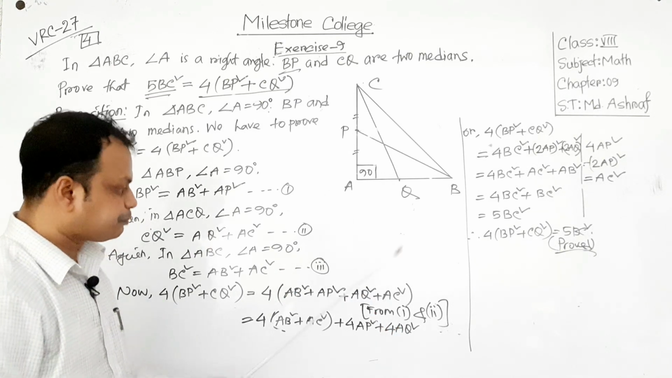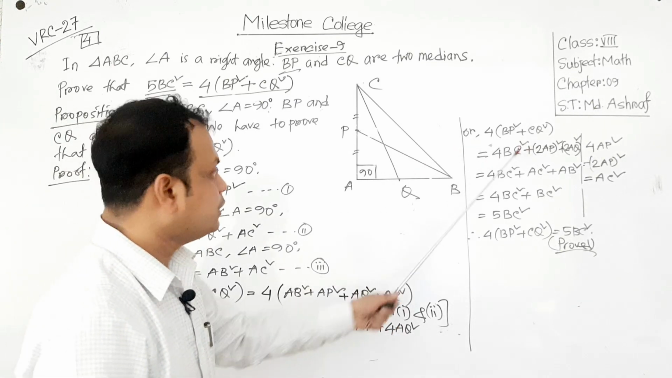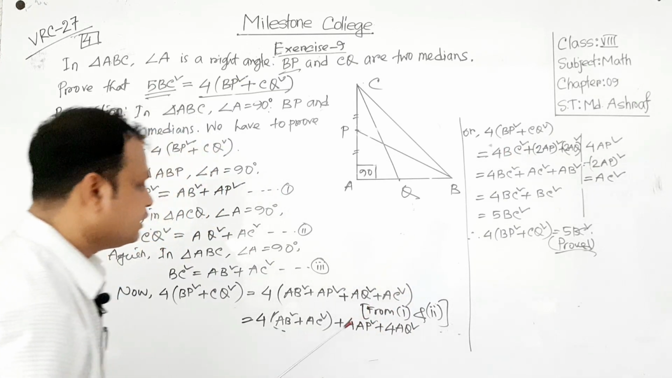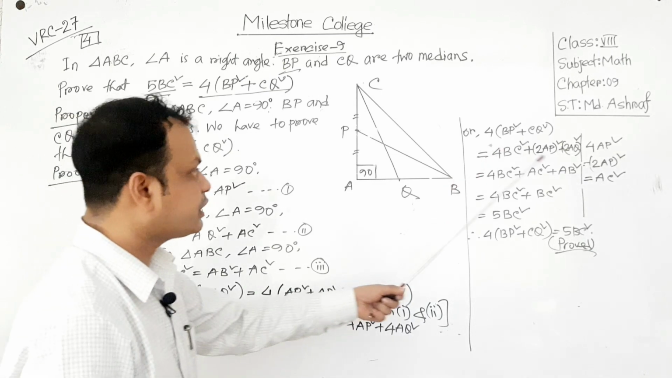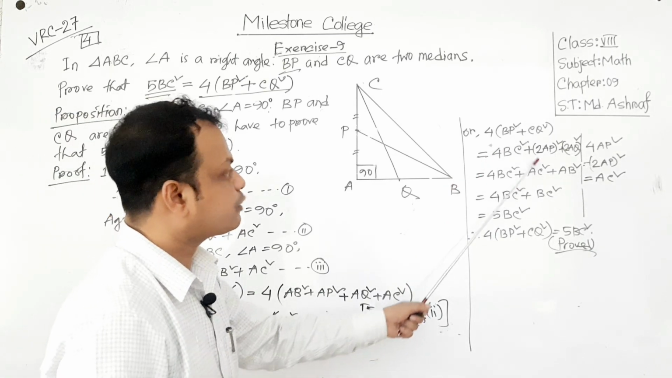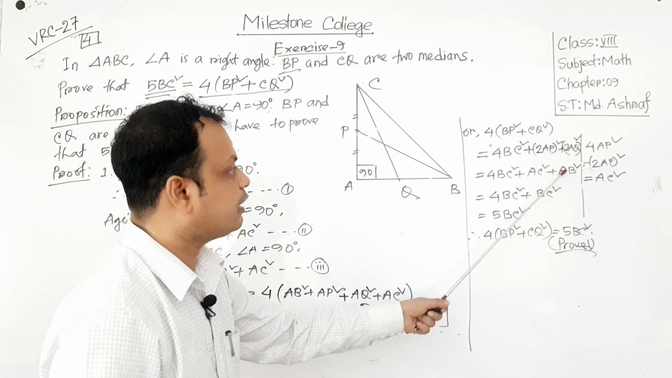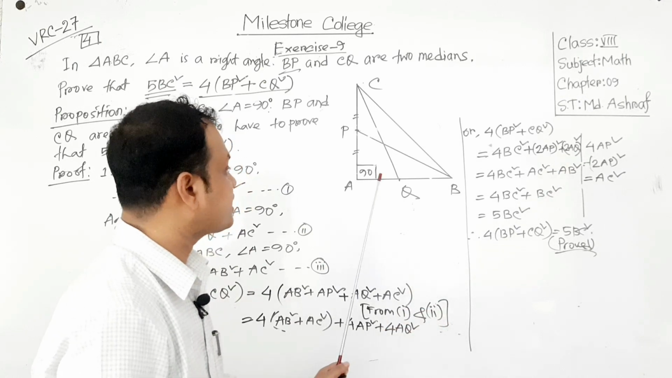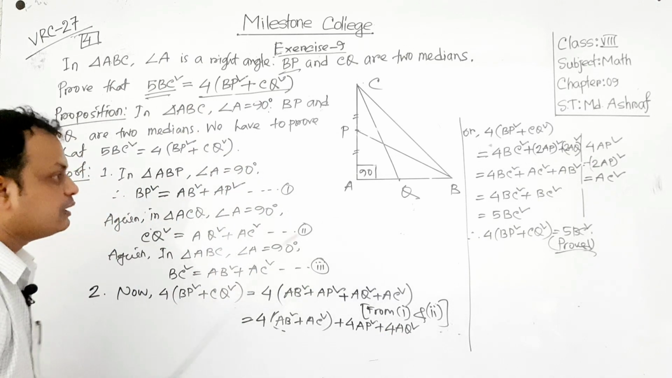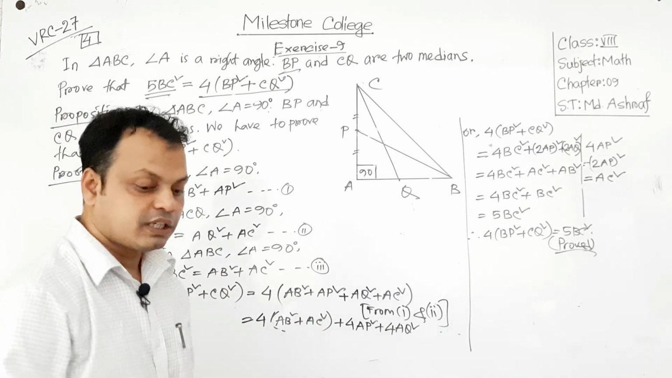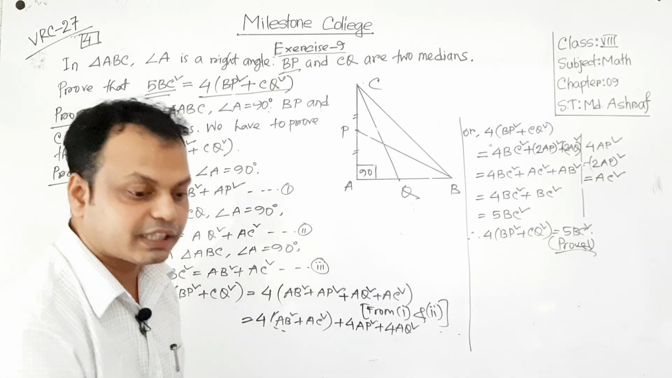Okay, so after putting the value, BP square, that means 4 AP square, that means 2 AP square, and CQ, that means 2 AQ square, and 2 AP, that means AC square, and 2 AQ, that means AB square, because it's the half. Then AC square plus AB square equals BC square. By calculating we have got 5 BC square. I think all of you have got it. Now we'll do the other one, number 8.